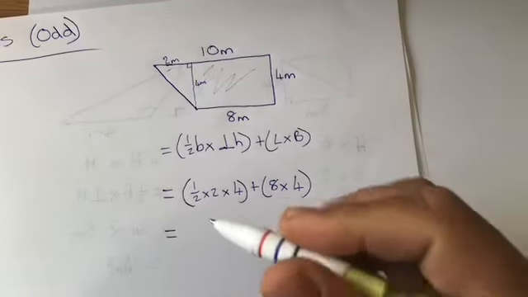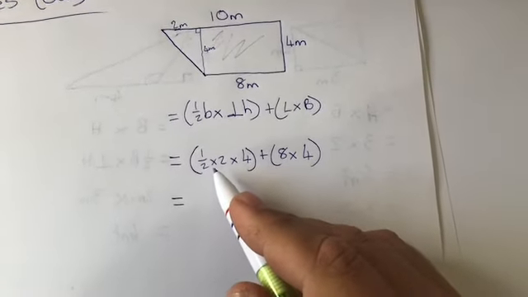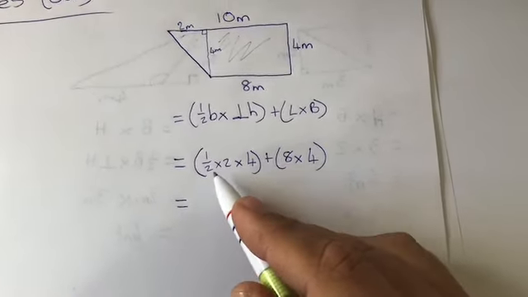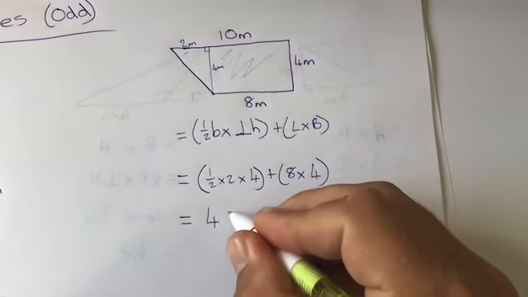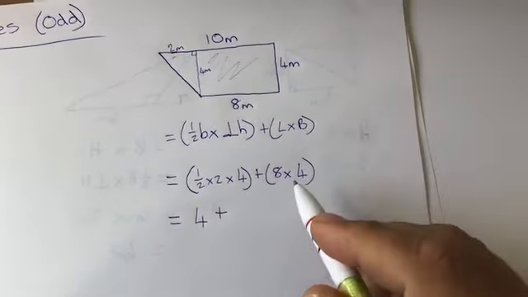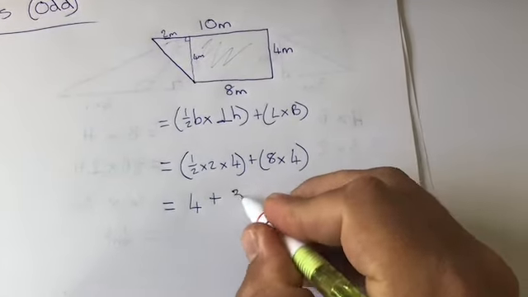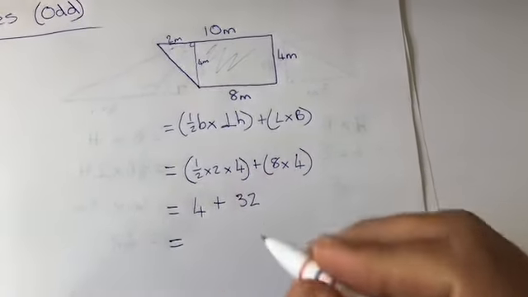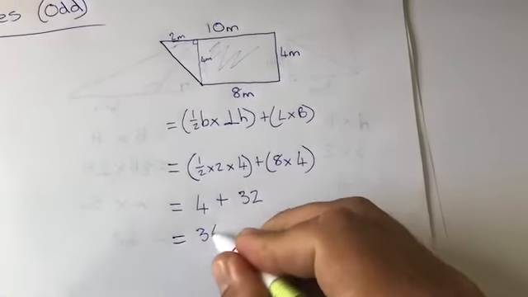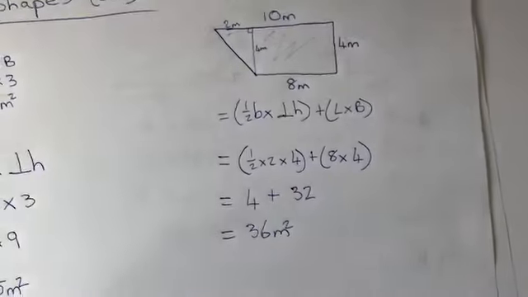Okay, let's work out these answers. So over here for the triangle, we've got 2 times 4 is 8, and half of 8 is 4. Okay, then over here we've got 8 times 4, which is 32. So 4 plus 32 is 36 meters squared.